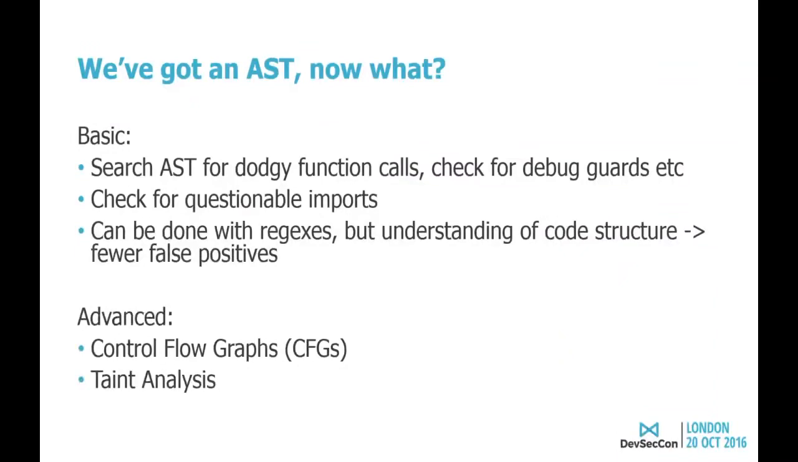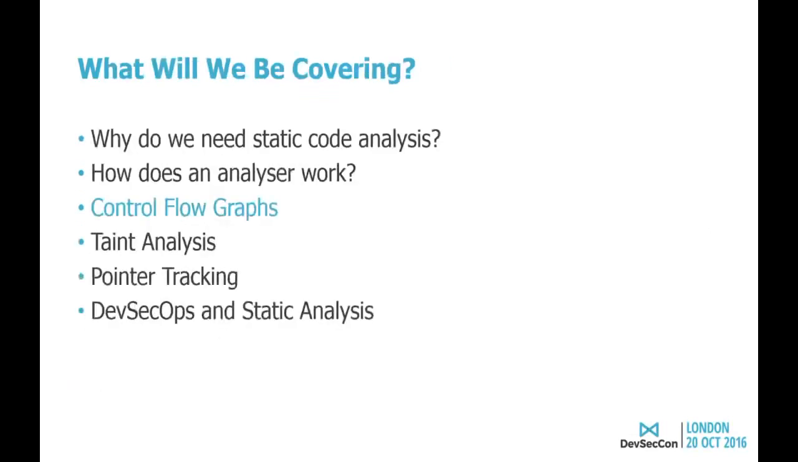You can do this with regular expressions, a lot of people do. Having an understanding of that code structure that the abstract syntax tree gives you means you get far fewer false positives as a result. But the real power of having an abstract syntax tree comes from the control flow graphs that we can build off it and the various types of analysis we can do from there. So let's take a look at what a control flow graph is.